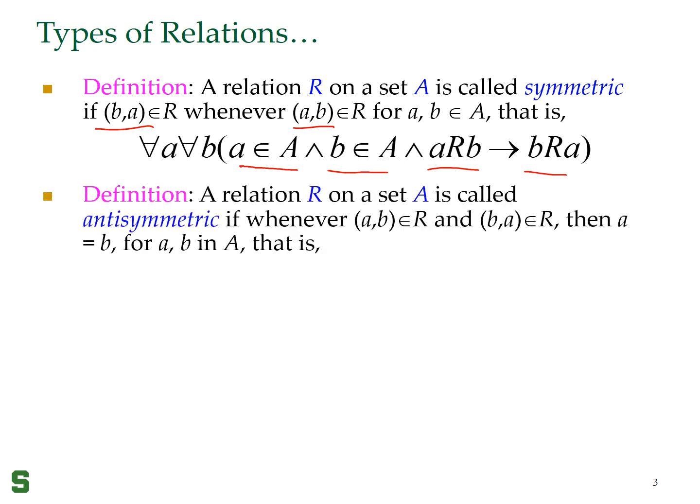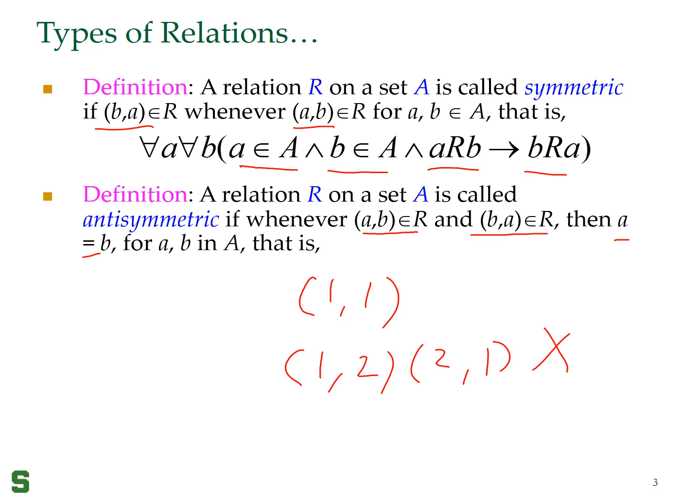There is another definition called antisymmetric, and it is not the opposite of symmetric. A relation is called antisymmetric if whenever (a, b) is in the relation and (b, a) is in the relation, then a is equal to b. In other words, it's okay to have pairs of the form (1,1) because the reverse of it is exactly the same. However, it is not okay to have pairs of this form. This is not okay.